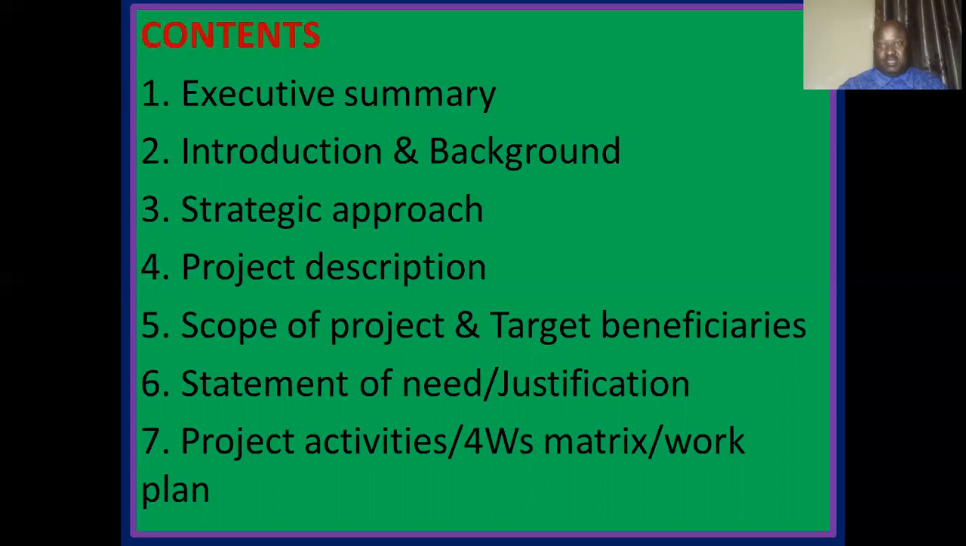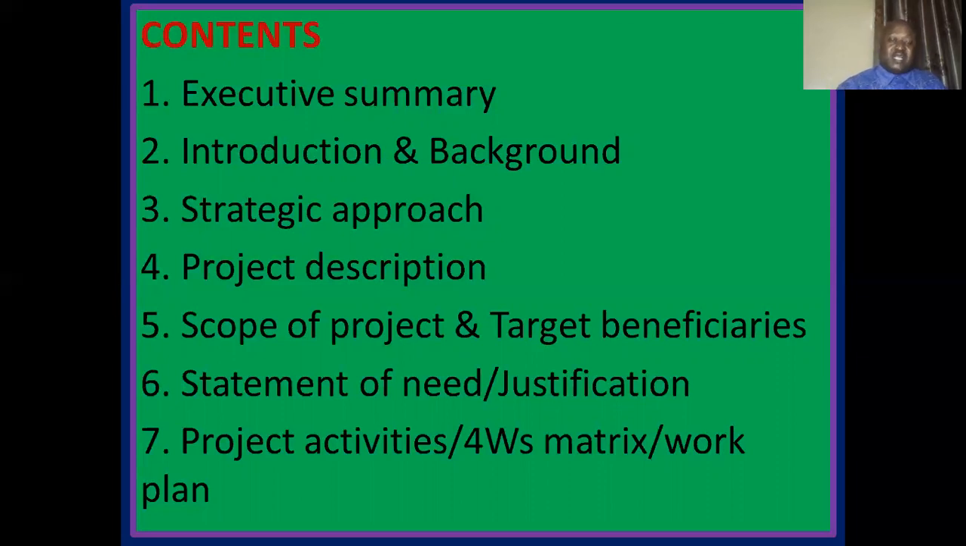Item number 2 that I want you to know will be listed in our project proposal is introduction and background. When we are writing a proposal, we combine these two. When we are writing a report, we separate them. Remember, today we are writing a project proposal, and we shall combine the introduction and the background.